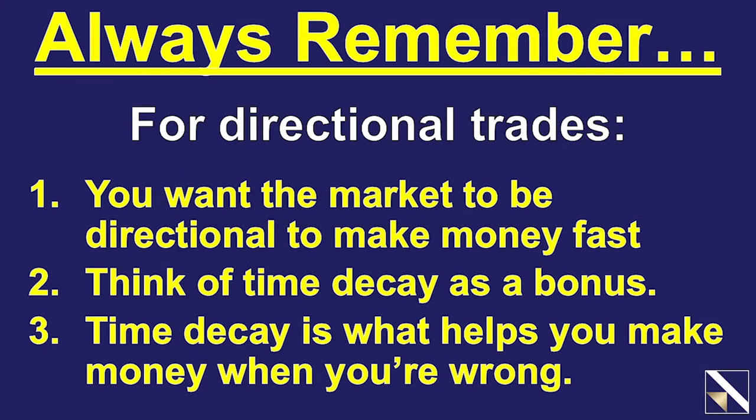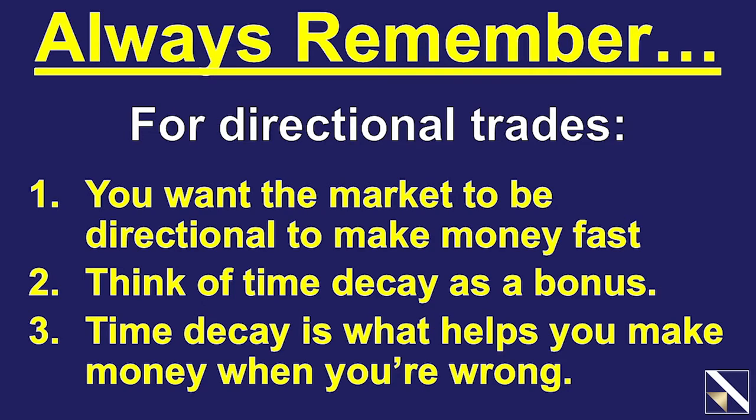So remember, if you're directional, if you think a stock will go bullish or bearish, you want the market to be directional to make money fast. So if I think a stock will go up, the faster it goes up, the faster I make money. If I think a stock is bearish, the faster it goes down, the faster I make money. Time decay is your bonus. It's what helps you make money if you're wrong.